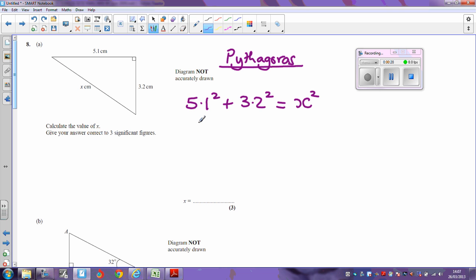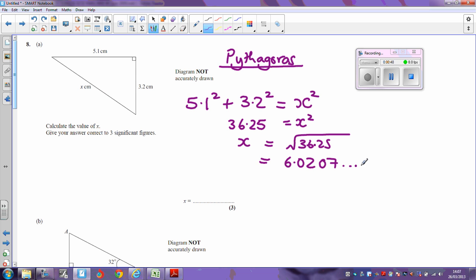x. So if we work out 5.1 squared plus 3.2 squared on your calculator, that gives you 36.25, and that's x squared. If you then want to work out x, you need to find the square root of 36.25, and that comes out as 6.0207, etc. Three significant figures though, x is equal to 6.02.